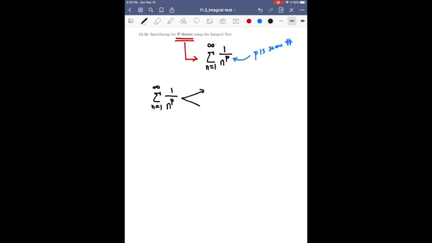This series does two things. It converges when p is greater than 1, strictly greater than 1. And this series diverges for all other values. In other words, it diverges when p is less than or equal to 1. And what we're going to do in the rest of this video is really try to investigate why this happens.